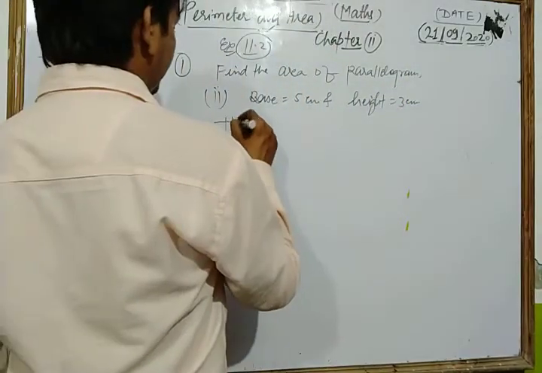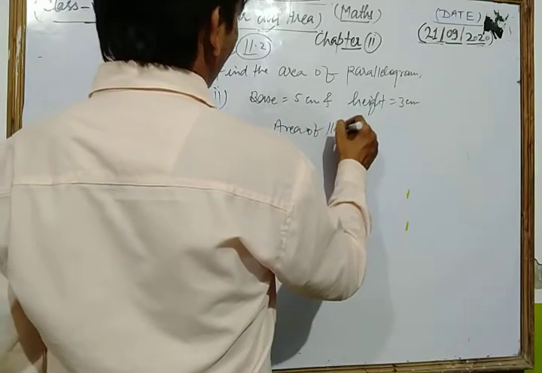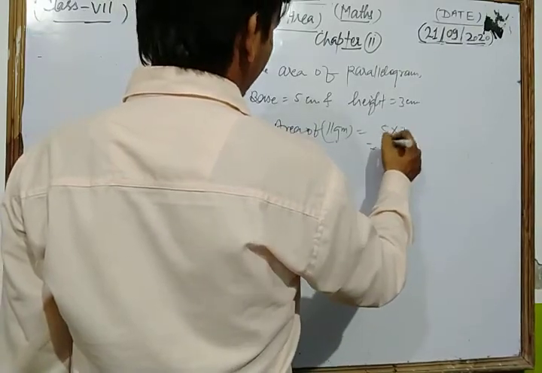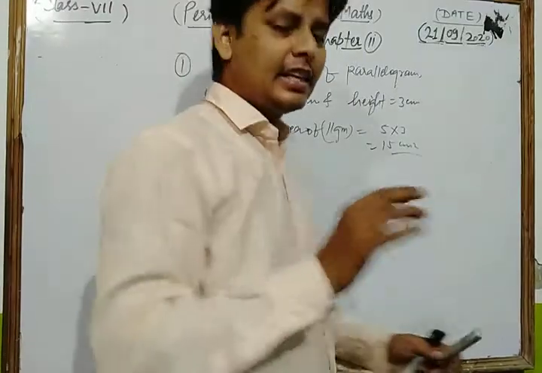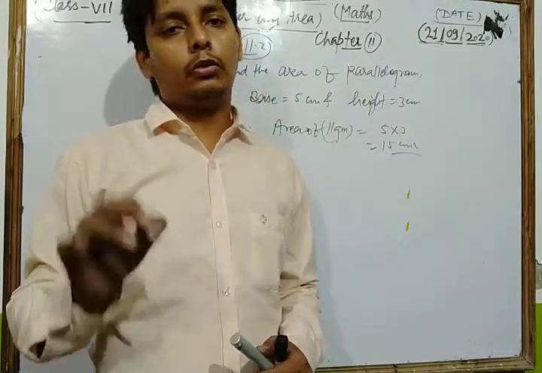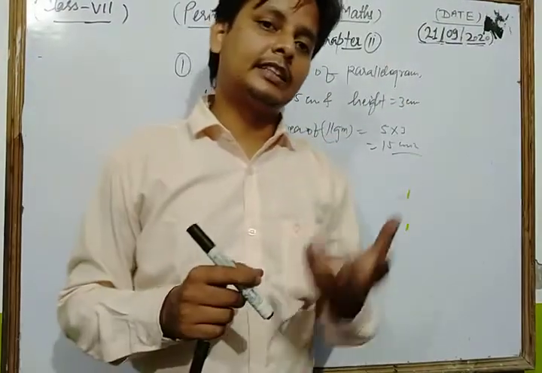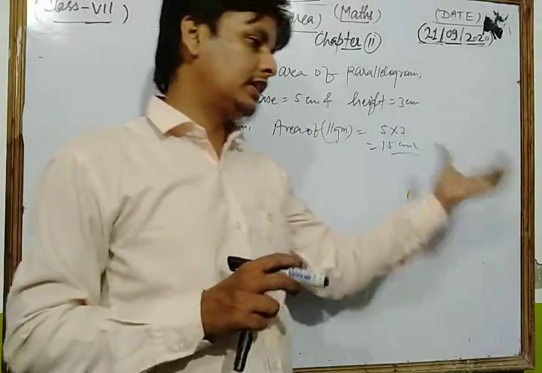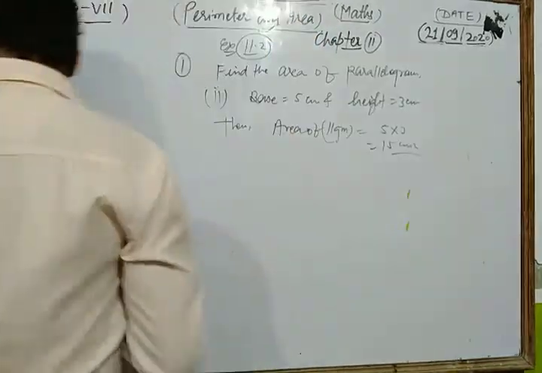Then the area of parallelogram will be base into height, that is 15 centimeter square. So this is a very easy and simple formula to find the area of parallelogram. Generally, if we have the base and the perpendicular height, then we apply the formula base into height. In this way we get the area of parallelogram. Similarly for triangle, let's see.